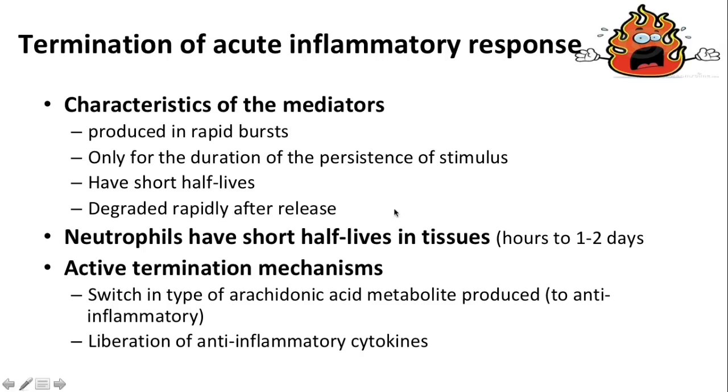In the process of acute inflammation, the main cells are neutrophils, and neutrophils have very short half-lives in tissues. They only live for hours to one to two days. So they will be gone quickly, and thus the inflammation can also be terminated. On top of that, there will be active termination mechanisms. This can be in the form of switching in the type of metabolite produced, and also the actions of anti-inflammatory cytokines.